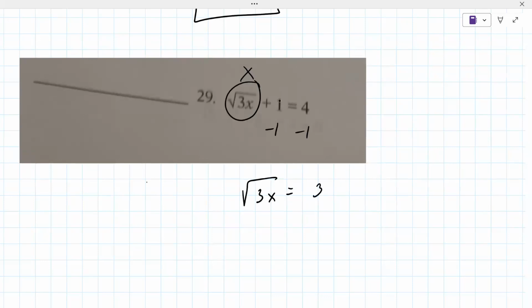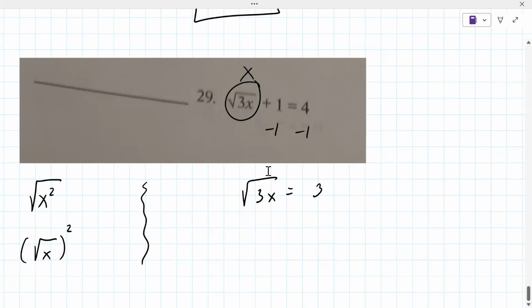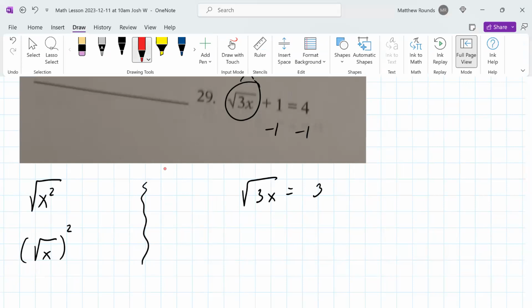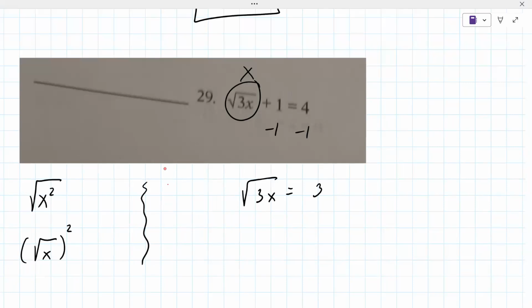Now, very important, kind of off to the side again, is that earlier we learned that you undo a square with a square root, and you undo a square root with a square. So how do you undo the square root here? You undo a square root with a square. So you're going to square both sides.